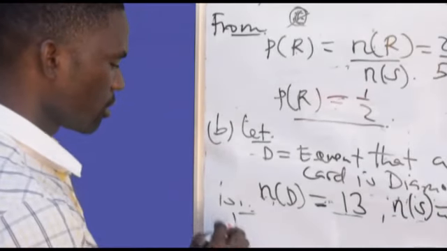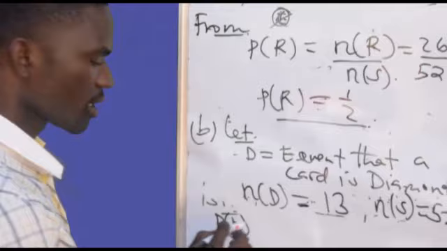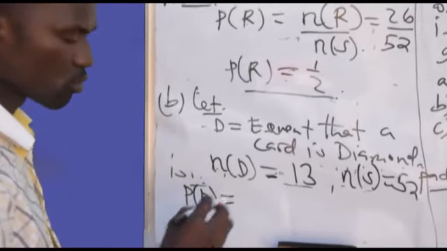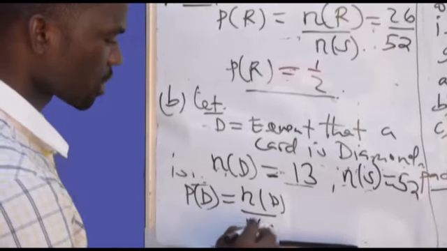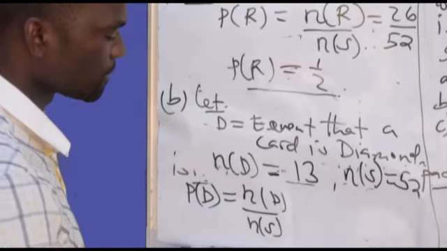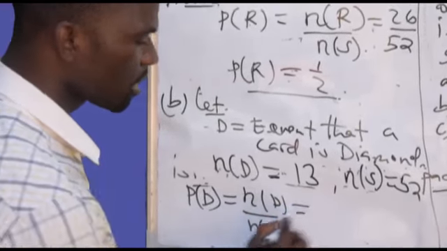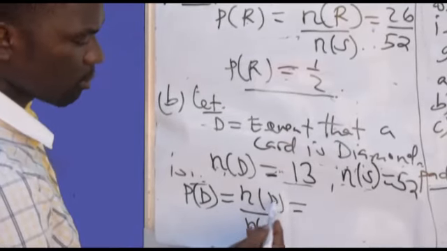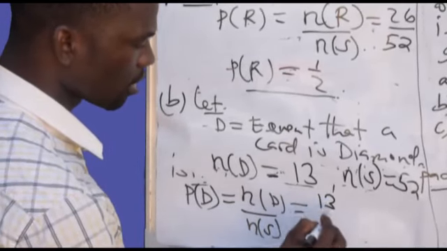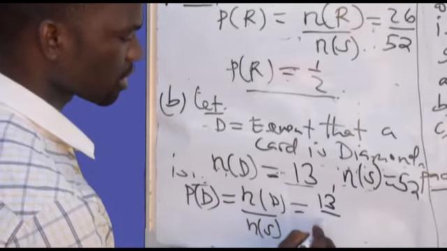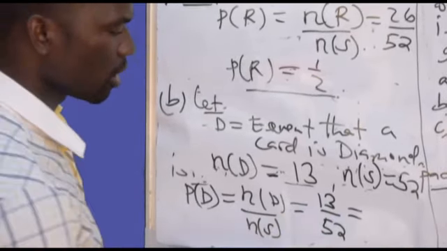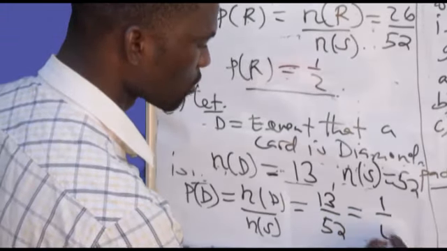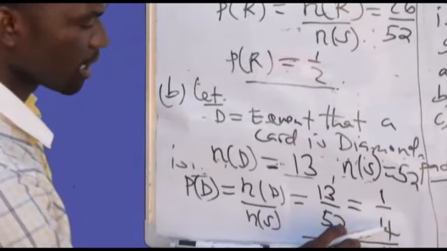So now, the probability of drawing a diamond card will be equal to the number of diamond cards per number of sample space. If you plug in the information, the number of diamond cards is 13, divided by the sample space, which is 52. Simplify this fraction, and you get 1 out of 4. So this now is the answer.